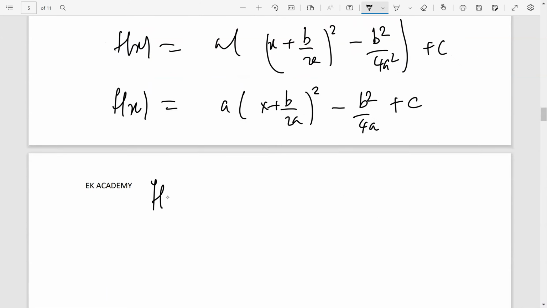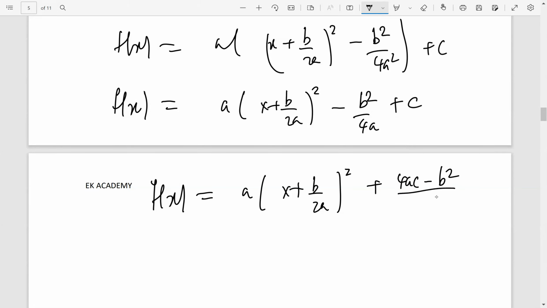So we're going to combine now the expressions. So f of x will be a x plus b over 2a squared plus 4ac minus b squared over 4a. We just simplified this side expression, dear students. As you can see, now our function has been reduced to a form which is very easy to interpret, and we are going now to come out with some properties when you consider some conditions.